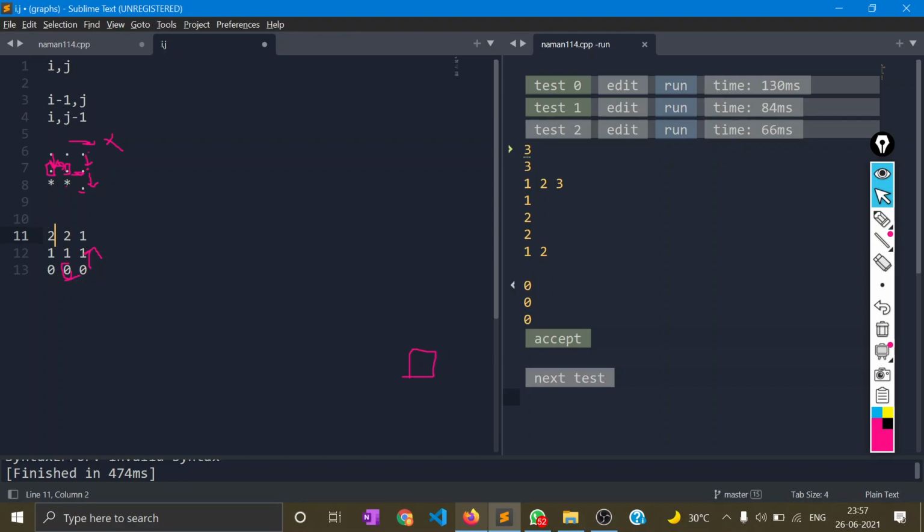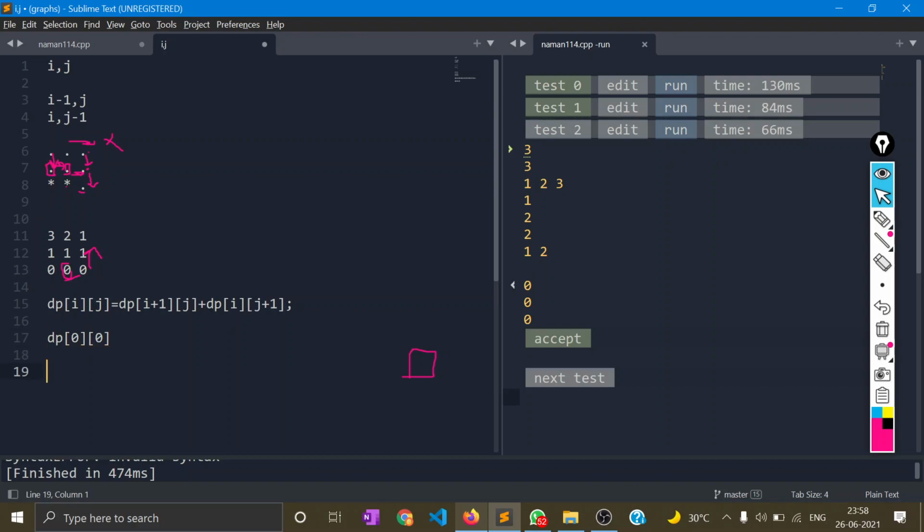Oh, sorry, not two actually, because there is one way of getting here and two ways of getting here. The total number of ways to get here is three. Two plus one is three. One plus one is two. One plus two is three. I just have to add the adjacent values. So dp i j would be equal to dp i plus one j plus dp i j plus one. And our final answer would be dp 0 0.